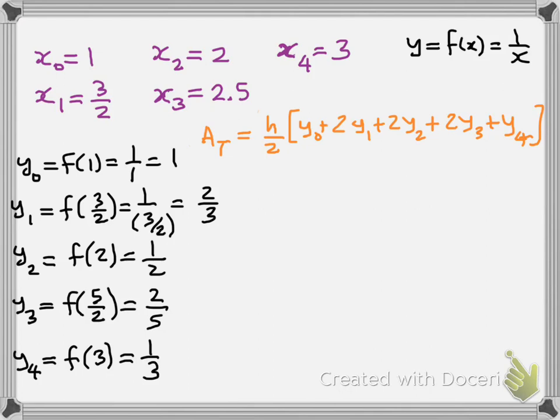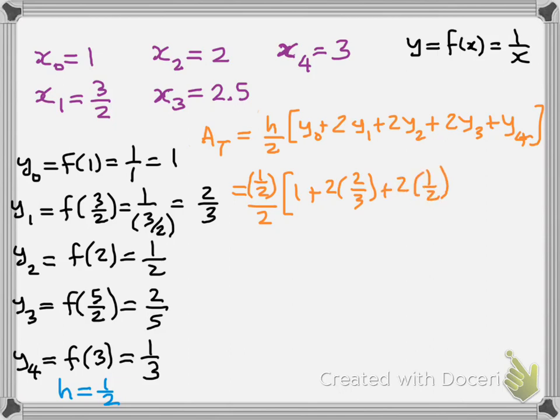And we already figured out all the things we need in here, so all we have to do is just substitute them in here. H over 2, h is 1/2, we are dividing that by 2, and then into the bracket, y sub 0 is equal to 1, plus 2 times y sub 1, right, that's 2 times 2/3, plus 2 times y sub 2, that's 2 times 1/2, plus 2 times y sub 3, that's 2 times 2/5, plus y sub 4, which is 1/3.